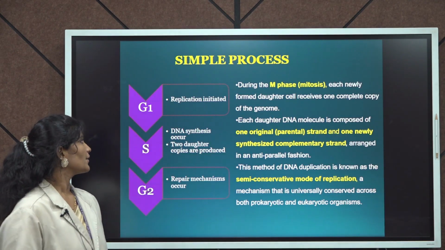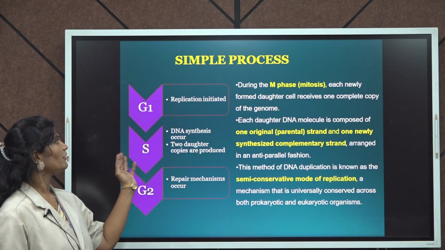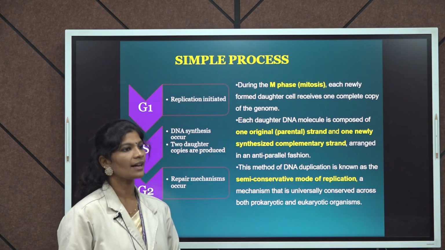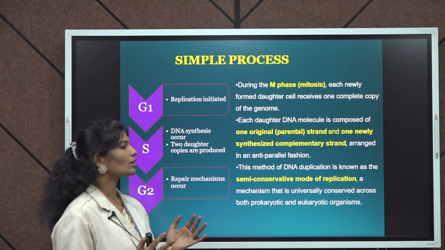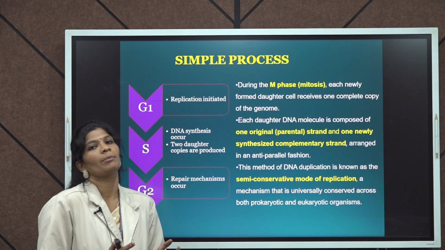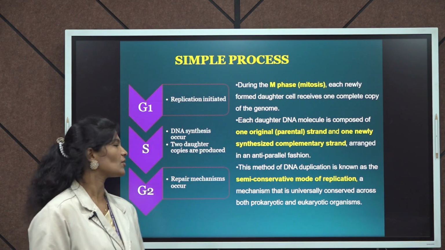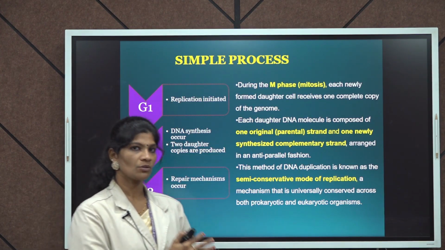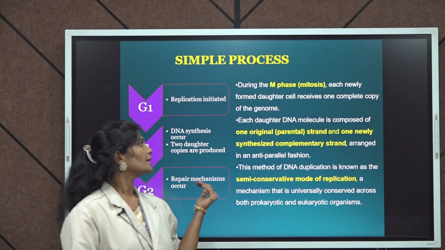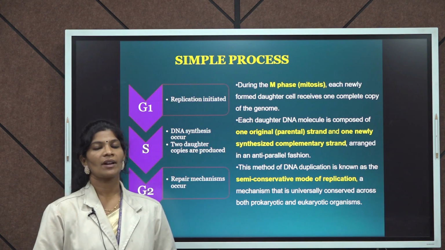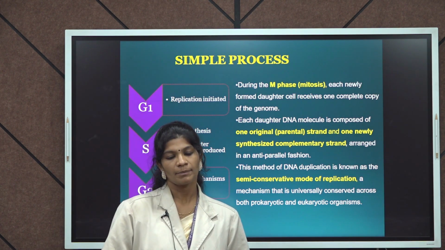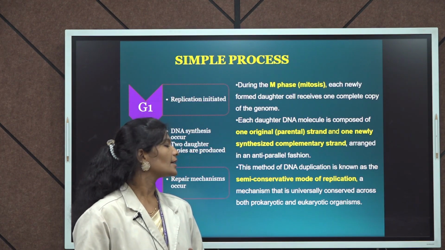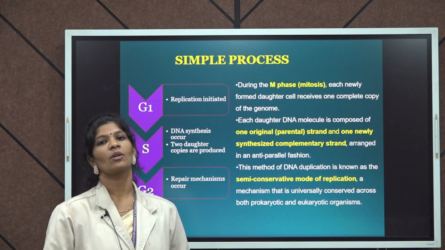When we go through a cell cycle, in G1 phase the replication will be initiated, and in S phase the DNA synthesis occurs and two daughter copies are produced with exact copies of the DNA present in the parental strand, and in G2 phase repair mechanisms occur. Similar to the prokaryotic cell, the DNA strand is transferred to the newly formed daughter cells with great integrity, and the semi-conservative mode of replication is also followed here.